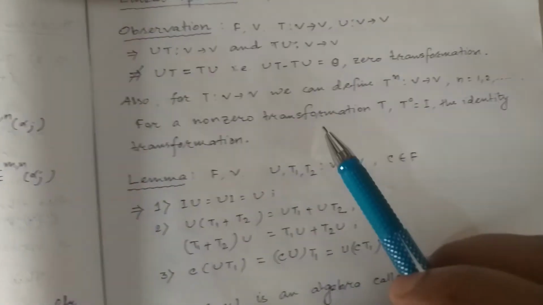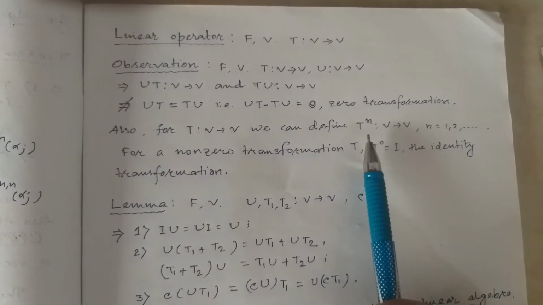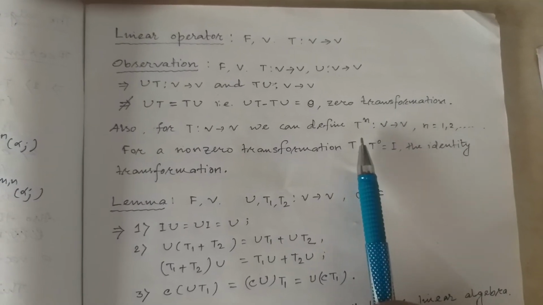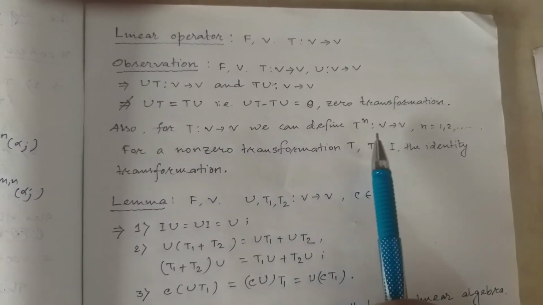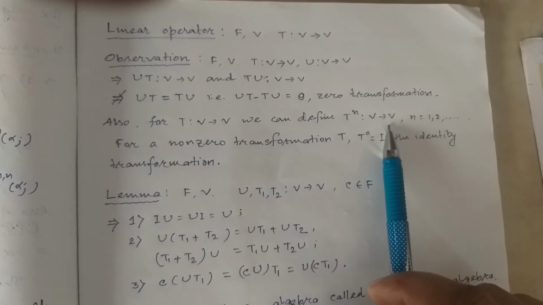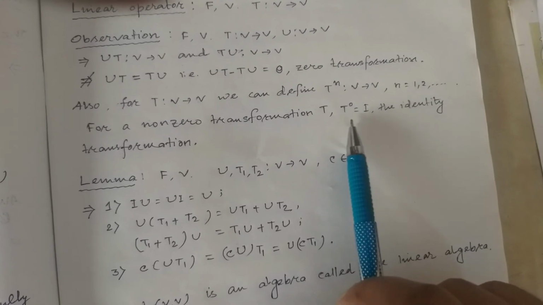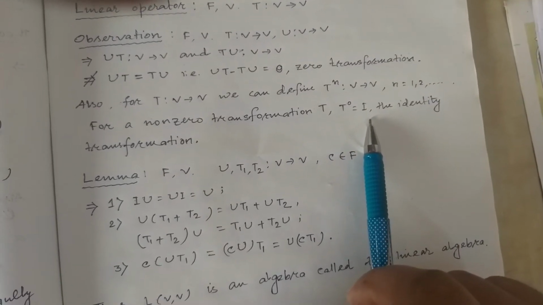Next, we can define the power of T, that is T square means T of T, T cube means T square of T. In this way, T to the power n from V to V are linear operators. And also T to the power 0 will be taken as the identity operator.